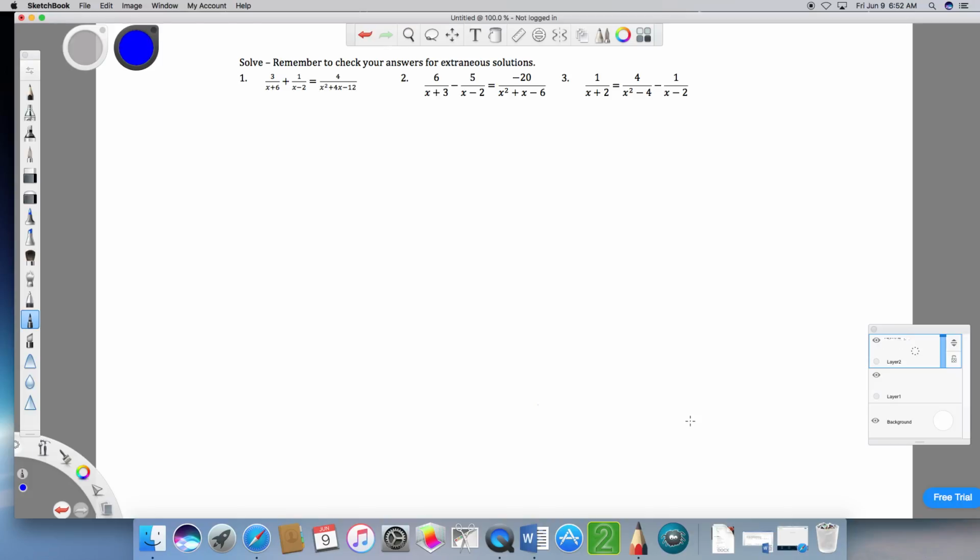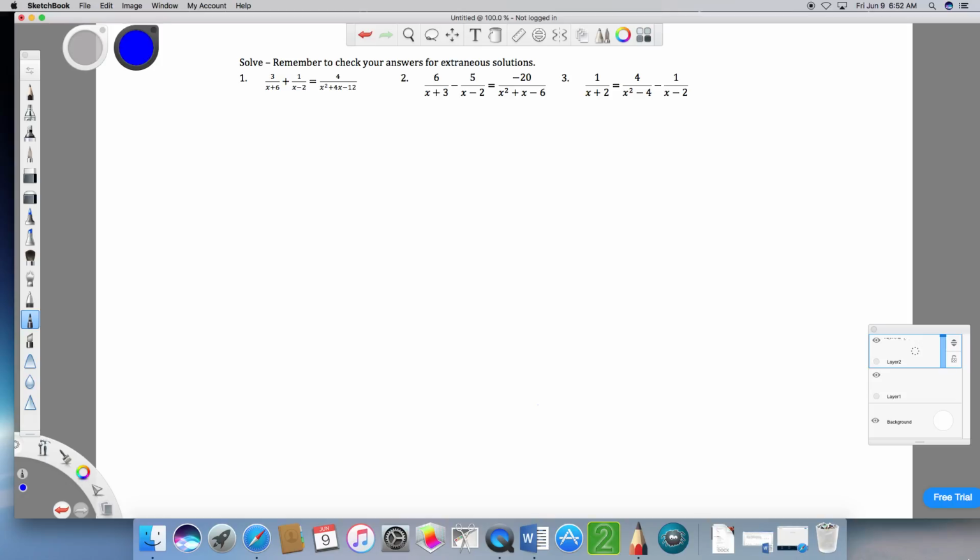Let's take a look at these three equations. They are rational equations. We see fractions in the equation. We also see variables in the denominator. And whenever we see a variable in the denominator, we have to be concerned about division by zero. So we have to check our solution set for extraneous solutions.